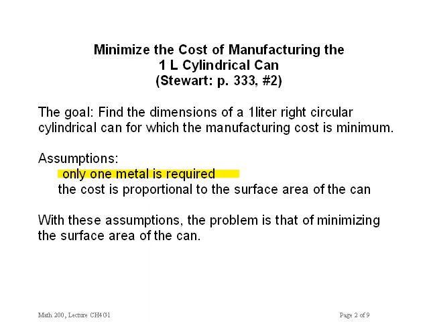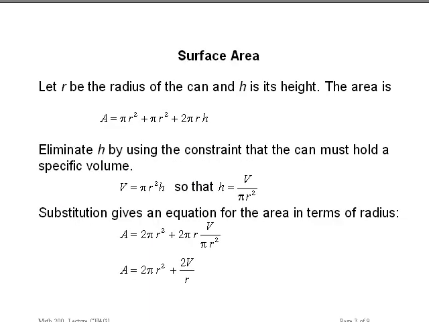Then we're going to say that the cost is proportional to the surface area. We're not adding in any other machining or manufacturing costs. So what we're looking for is to minimize the cost of the metal that goes into making the can, really. So with these assumptions, the problem is that of minimizing the surface area of the can. So we need to write an expression for the area of the can.